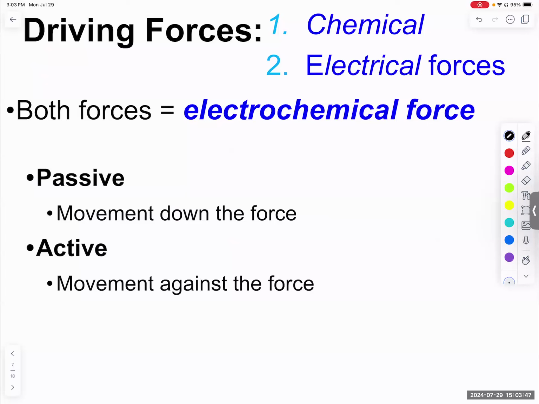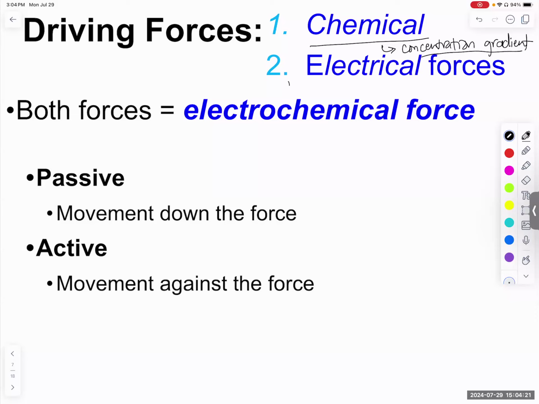The driving forces for diffusion and for ions moving and solutes moving is number one, the chemical forces. We call this the concentration gradient. What is the concentration on one side of the membrane? What is the concentration on the other side of the membrane? And the difference between the two is the concentration gradient.